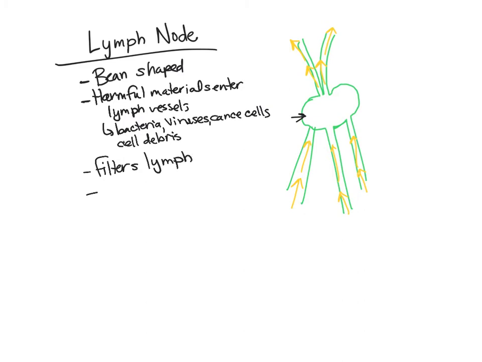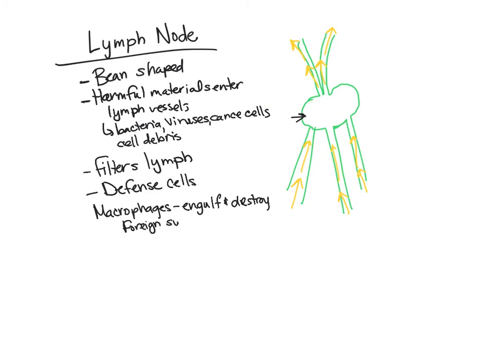And this is also where we see the defense part of the lymphatic system. We have our defense cells within the lymph nodes. One type of defense cell we have are macrophages. Macrophages are going to engulf and destroy foreign substances. So our macrophages are going to be eating different things.